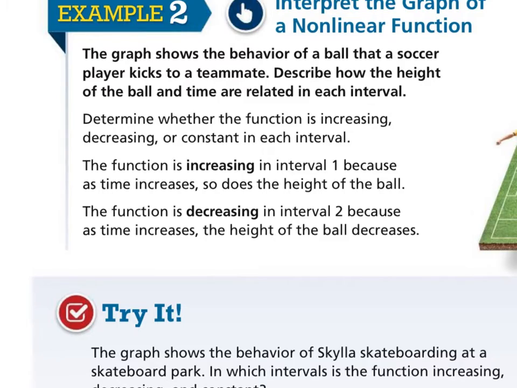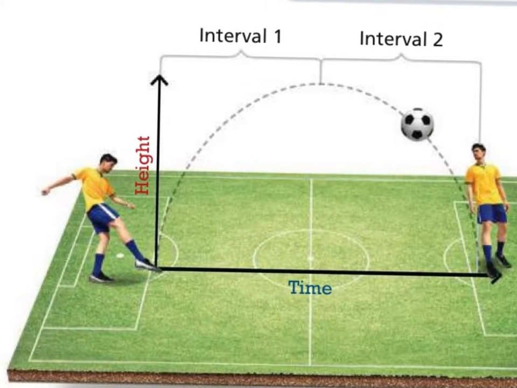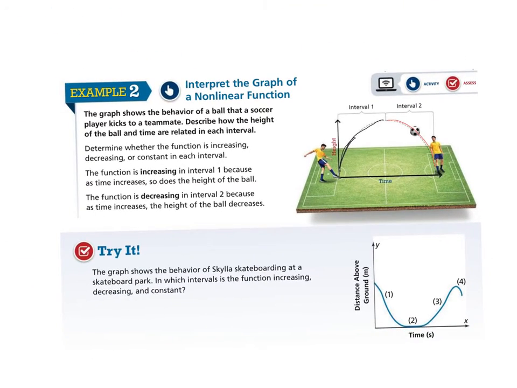And so from the picture we can see they've split it up into two intervals. Interval 1, if you'll notice, the graph's going up, and so it would be increasing on that interval. And interval 2, it starts coming down, so it's decreasing on that interval. So we could say something a little more specifically, that the height is increasing in interval 1, and the height is decreasing during interval 2.